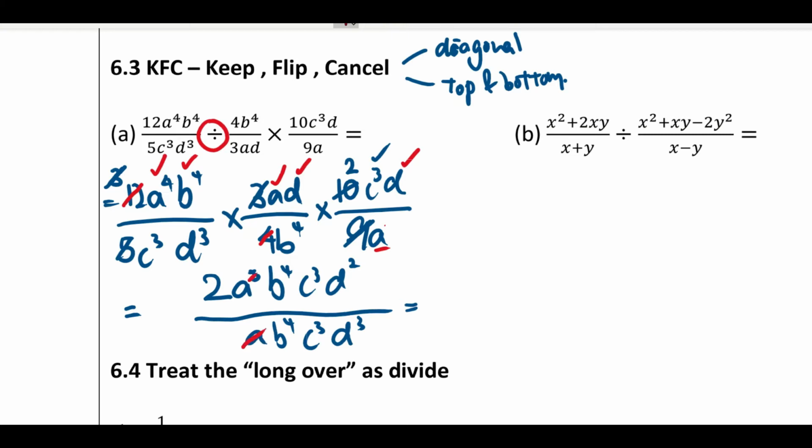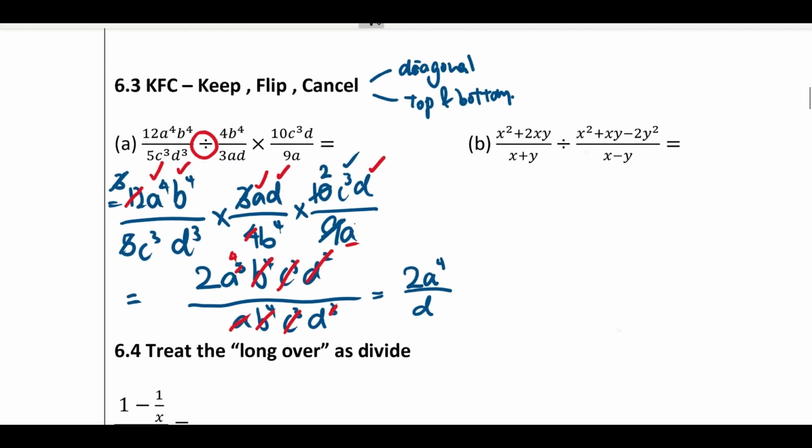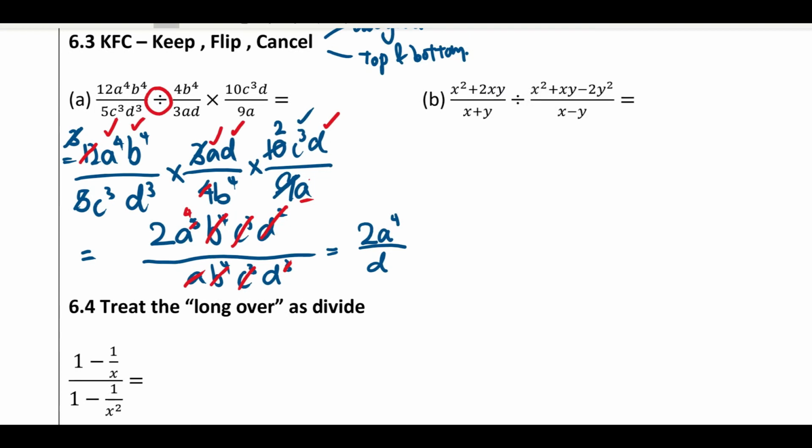Take away a, power 5, left with 4. b power 4, cancel. c power 3, cancel. d power 2, take away everything. d cubed, take away 2 of them, left with 1 of them. Final answer, it will be 2a to the power of 4 over d. Just follow the numerator and the denominator and you will be fine.